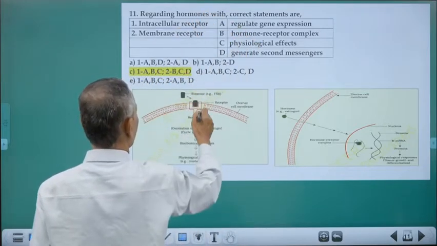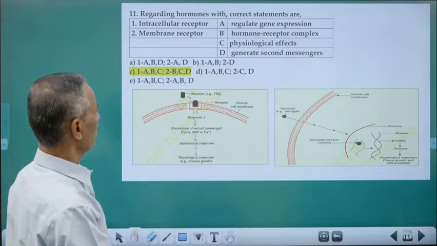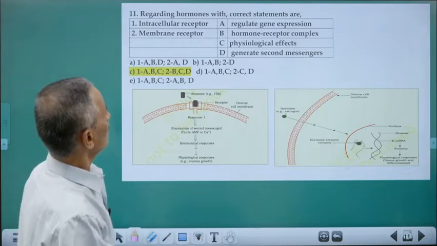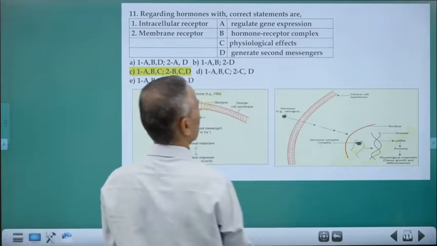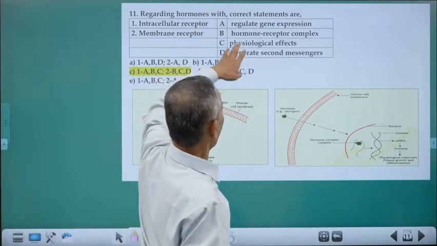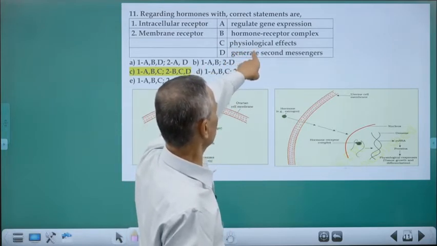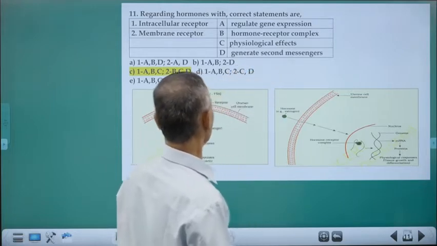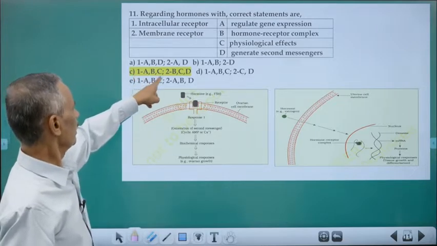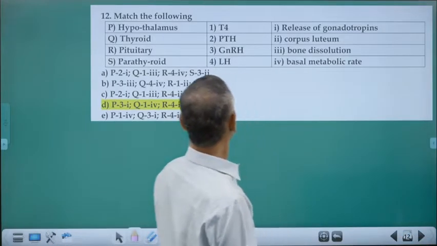Whereas protein hormones, which cannot pass through the membrane, will have surface receptors. For them, second messengers will be required. So they also have a hormone-receptor complex formed on the surface of the membrane, and they will also affect physiological changes, and they will generate second messengers. So the answer is 1 ABC, 2 BCD. Clear?